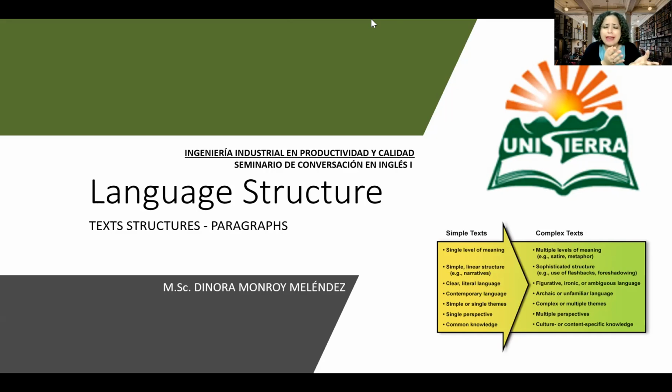Okay, so what you're seeing here in this image, you have an arrow where you can see simple text and complex text. We can talk about that as the meaning and a linear structure, if it is clear or not, if it is figurative, ironic, ambiguous, if it uses contemporary language or not. But to be able to understand the simplicity or the complexity of a text, we have to understand for real what a paragraph is.